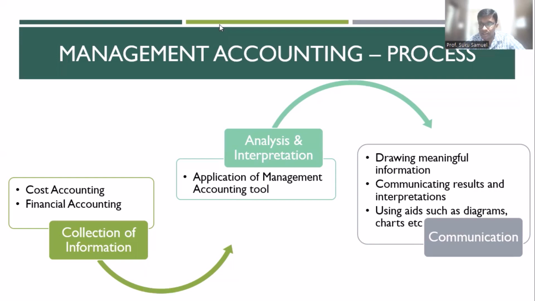Okay. So let's say you carry out ratio analysis, you have calculated the current ratio of the firm. What does that current ratio really imply? So that analysis, that interpretation has to be carried out, and it has to be passed on to the respective stakeholder. So that's what happens in the third step. So three steps to management accounting: collection of information, analysis and interpretation, and finally communication.